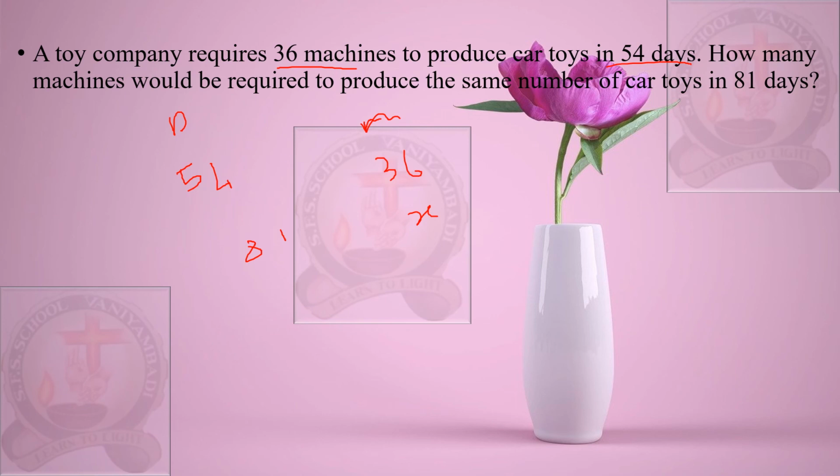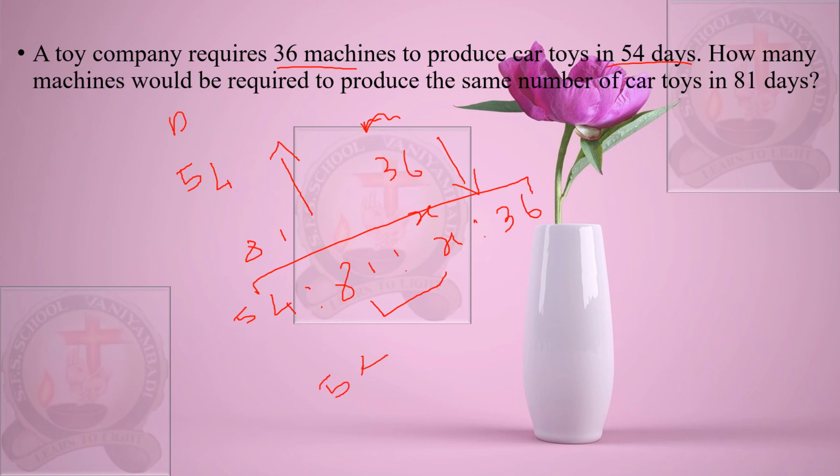Now the number of days is increased from 54 to 81, so of course the machines will decrease. So it is an indirect proportion. Let us write this in proportion. 54 is to 81, and since it is an indirect proportion, I will rewrite it as x is to 36. Now we apply the law of proportion: the product of extremes equals the product of means, where 54 and 36 are the extremes. So 54 times 36 equals the product of means, 81 times x.